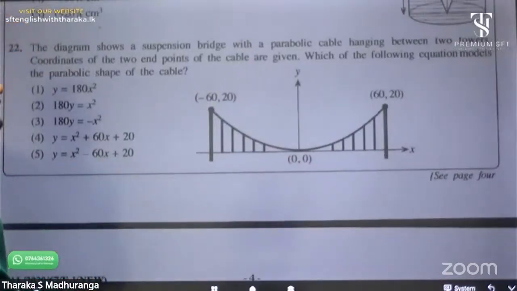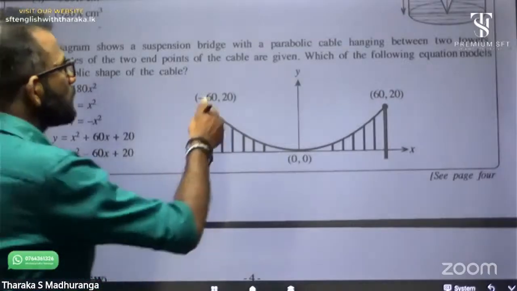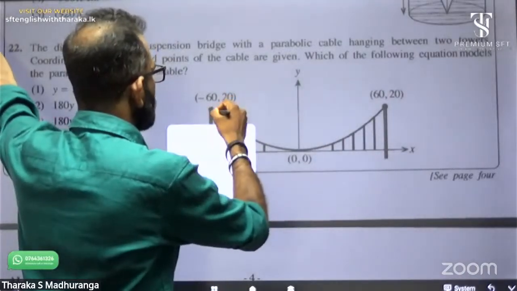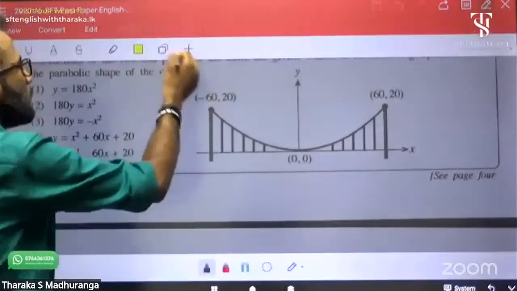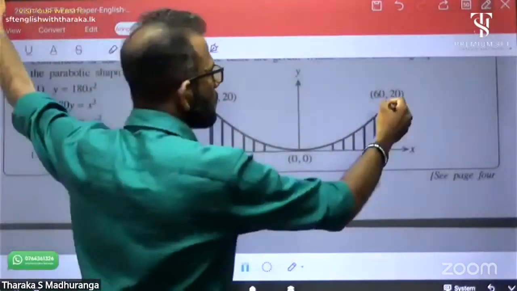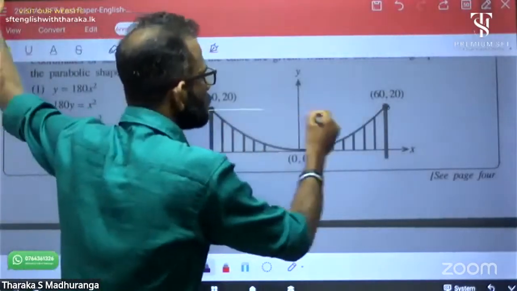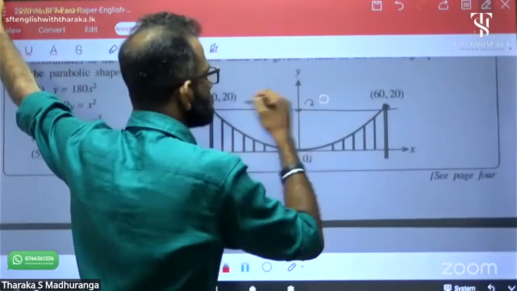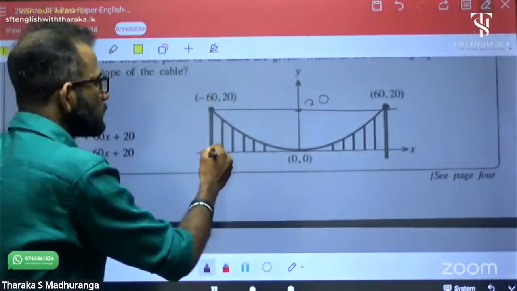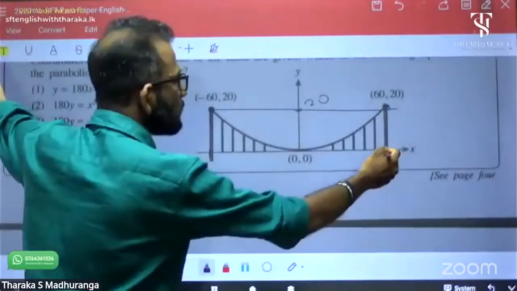The diagram shows a suspension bridge with a parabolic cable hanging between two towers. Coordinates of the two endpoints of the cable are given. Okay, it is -60, 20 and this is +60, 20. The y coordinate is 20, this value 20, this value 20. This is -60, this value +60.